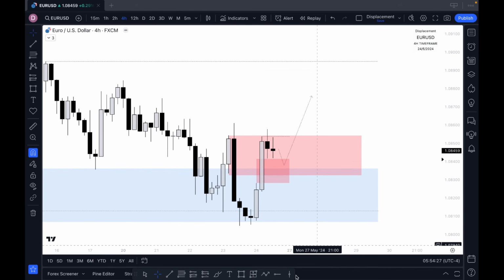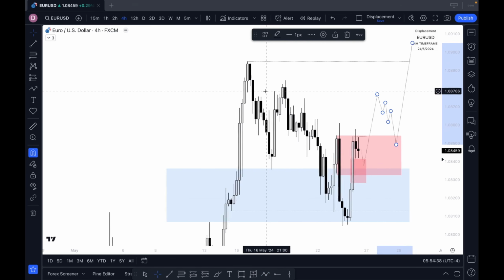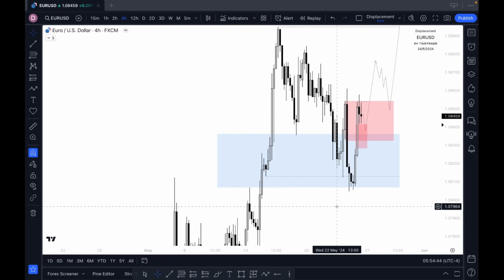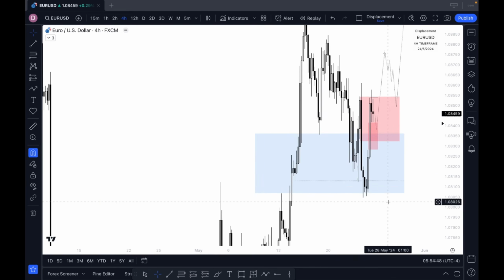So I would like to see price close above this breaker block, and it should spend some time here, and then after spending some time here, if we can tap this, then we can target this high. That will be the idea. But we have to see what is happening right now here. So it's very difficult right now to say where we are going to head in the next week.